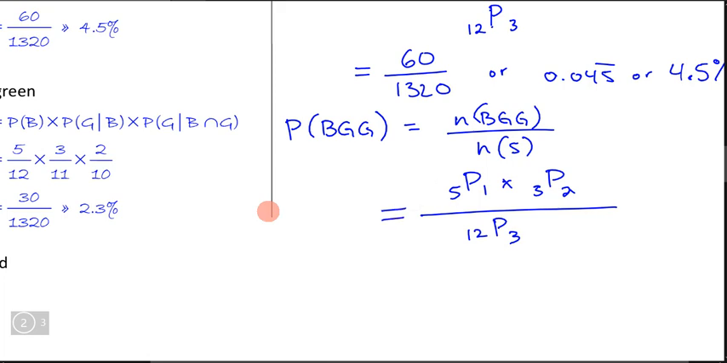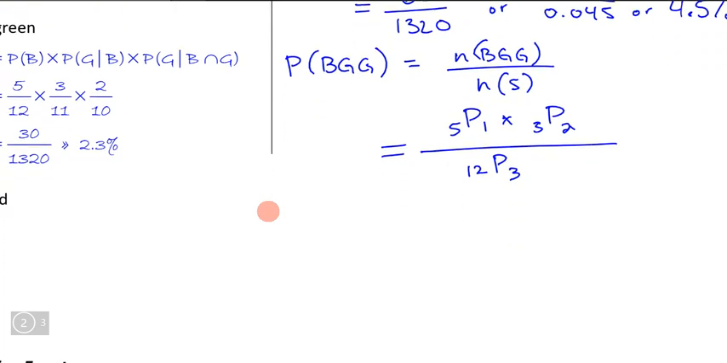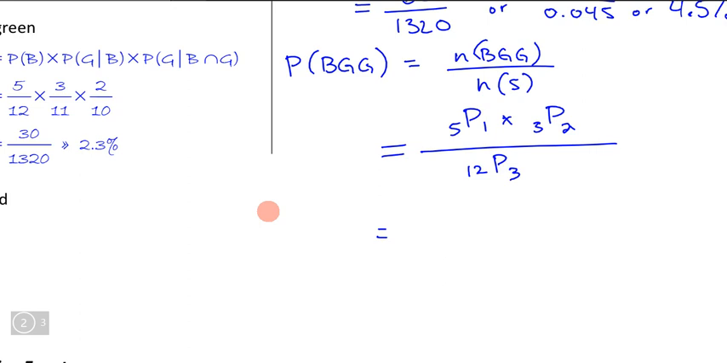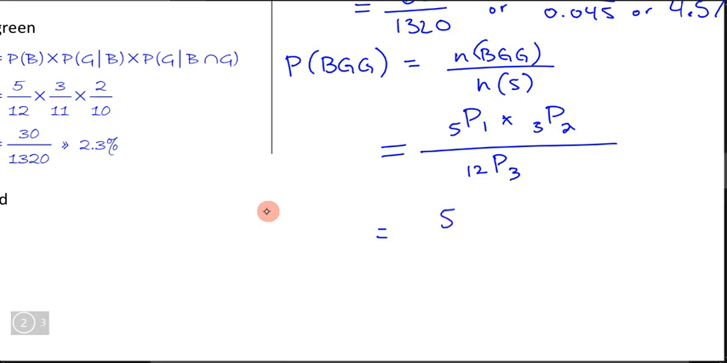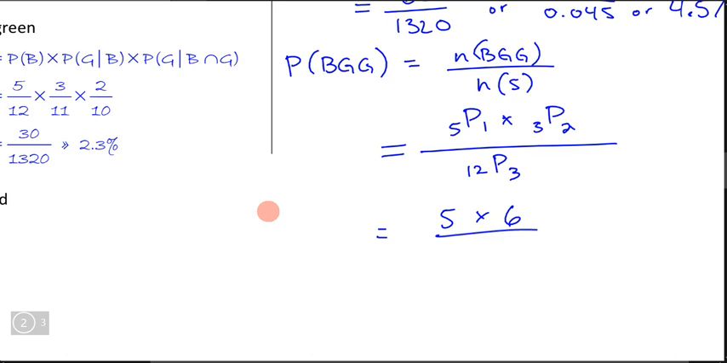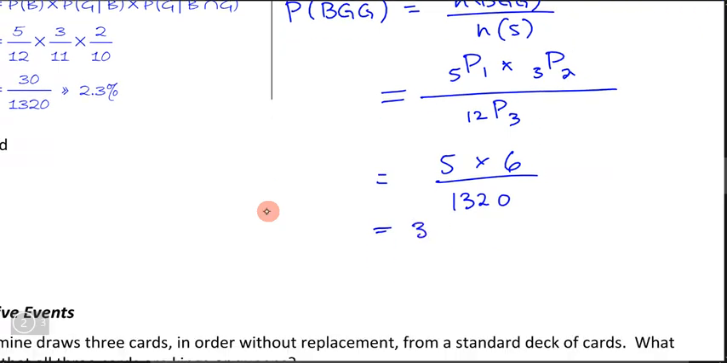Let me see if I can do the individual ones. So 5p1 equals 5, times 3p2, which is 6, divided by 12p3, which is 1320. So that's equal to 30 over 1320, or 2.27%.